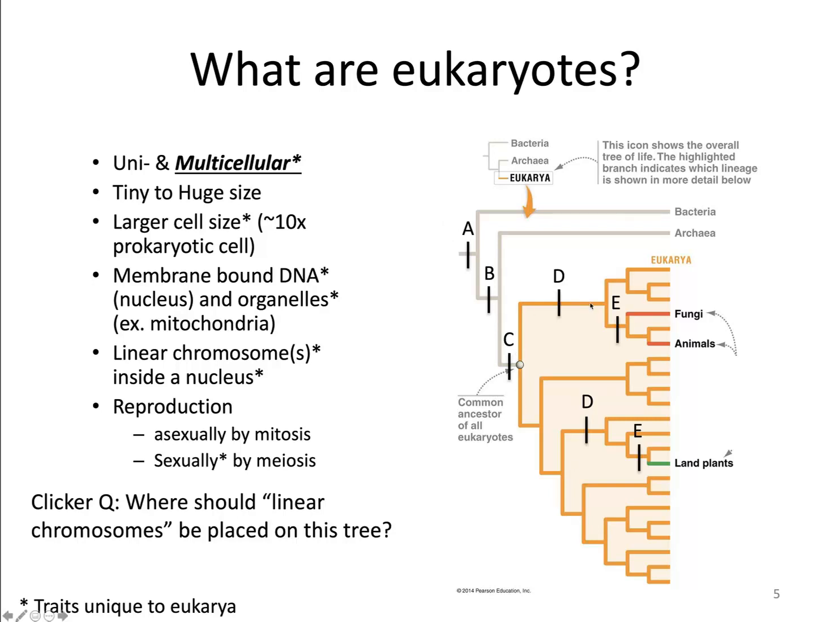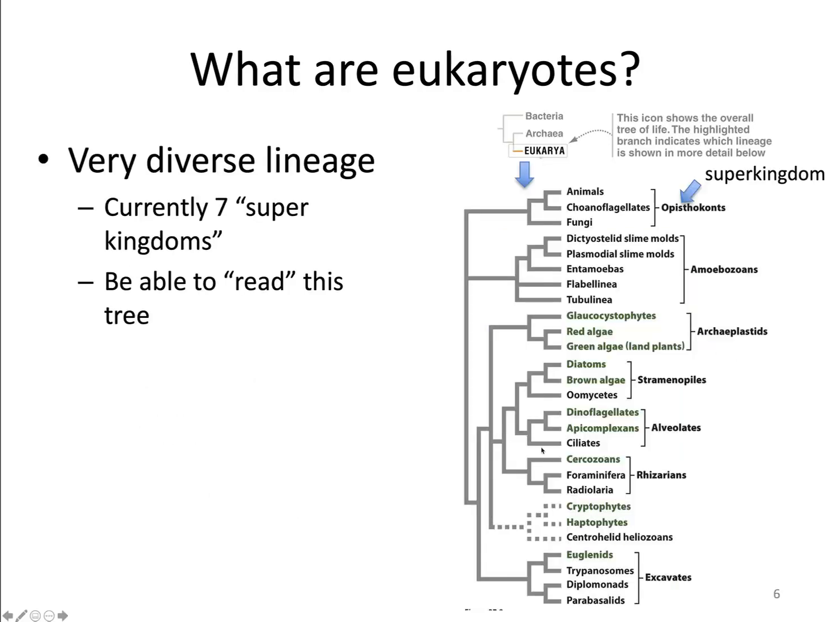A, B, C, D, or E? If you said C, you are correct. Linear chromosomes is a trait, a synapomorphy, a unique derived trait that defines this entire group, the eukaryotes. And the eukaryotes themselves are a very diverse lineage.